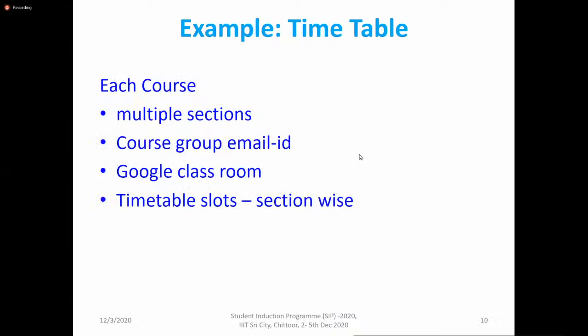I already mentioned that each course may have multiple sections, and each course will also have a course group email ID. When the course starts, in a day or two, you will receive a course group email ID created for that particular course. Let's say C programming will have a particular course group email ID. You will receive all notifications from that email ID. The course instructor may share some material, guidelines or instructions there, and may also initiate a Google Classroom.